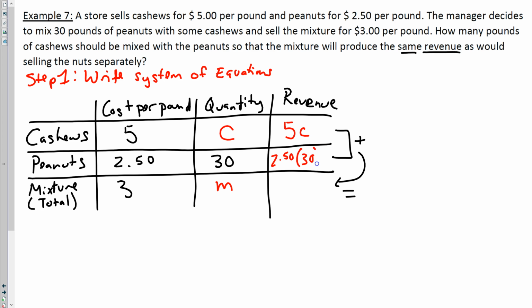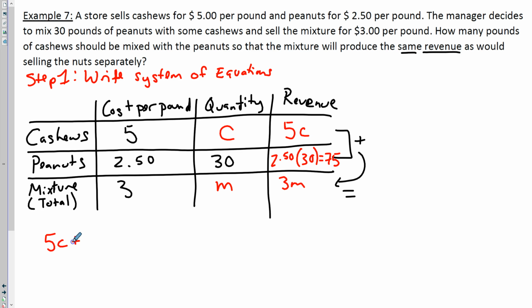And we could calculate that value. It's actually 75 there, and we do 250 times 30. And then 3 times M to represent the revenue for the mixture. And they described how these values are related, that we want the revenue of what I get from cashews and peanuts to total and equal the value that I get for the revenue for my mixture. So that's going to be one of my systems of equations right there.